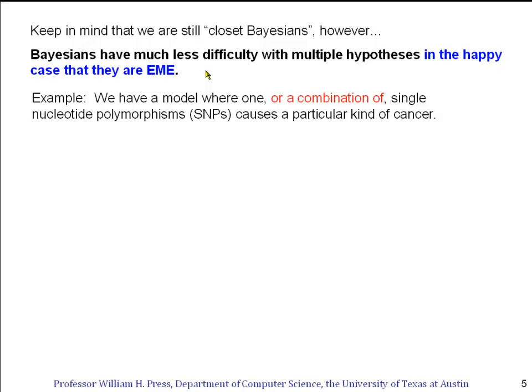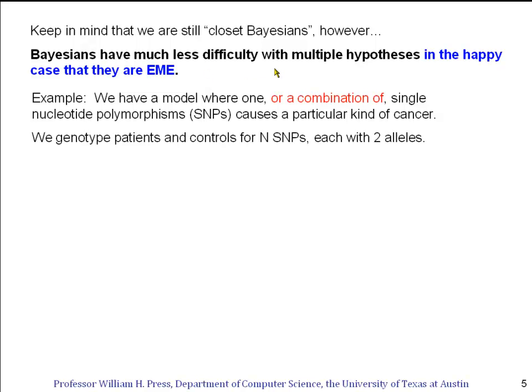Suppose we think that a particular kind of cancer is caused by either one or a combination of single nucleotide polymorphisms, or SNPs. These are individual mutations in the genome. So our experiment is going to be, we take a bunch of patients and we genotype each patient. That is to say, in each patient we measure all n SNPs. And to make the example simple, suppose that each SNP has two possible outcomes, two alleles. And we want to see, are there any patterns in this that will explain the cancer?